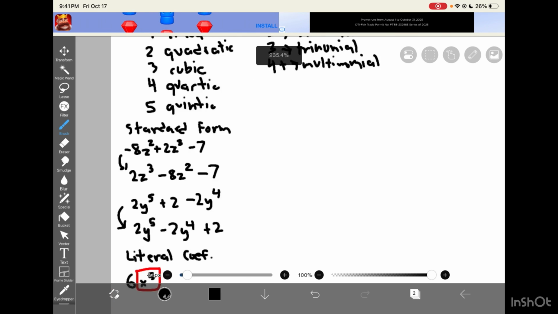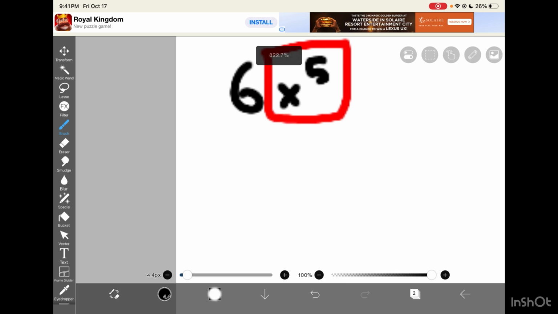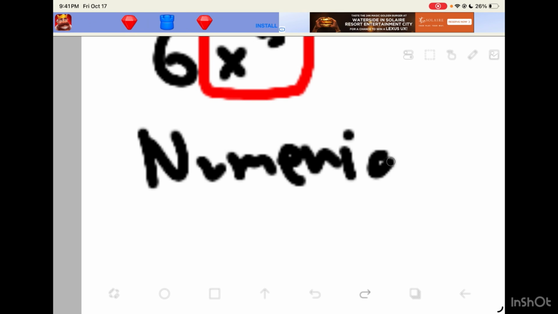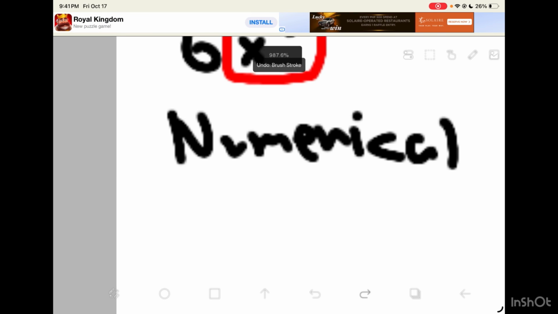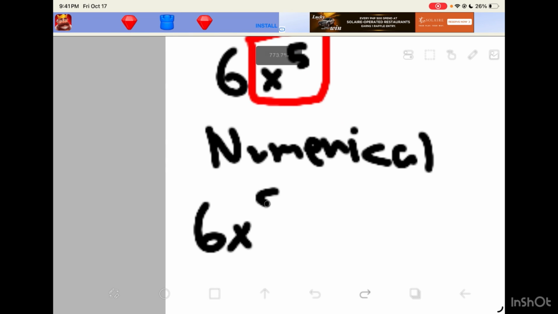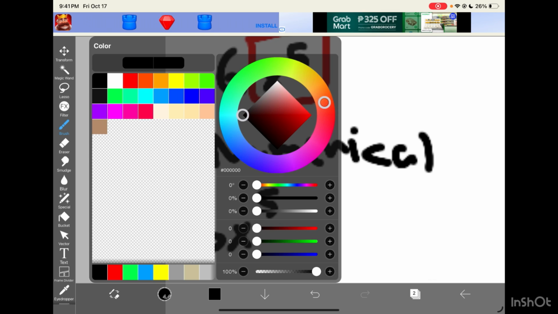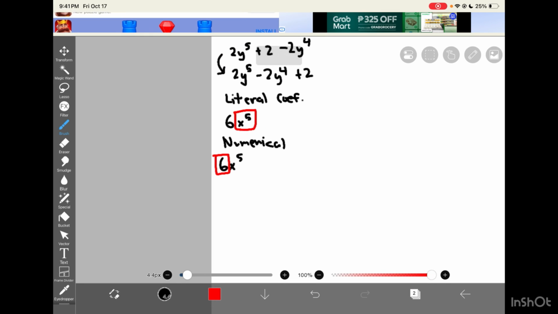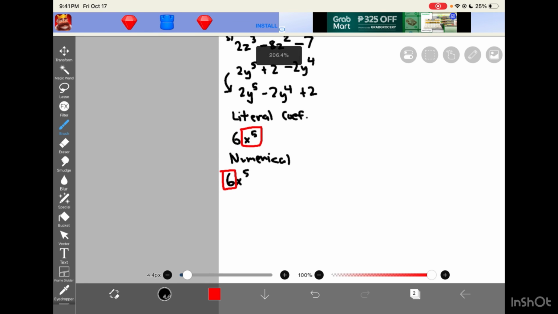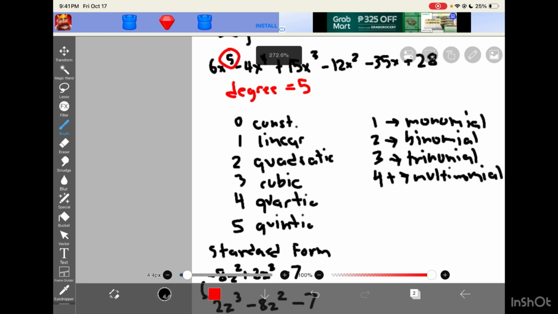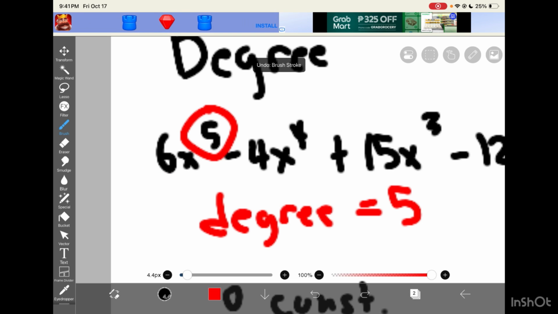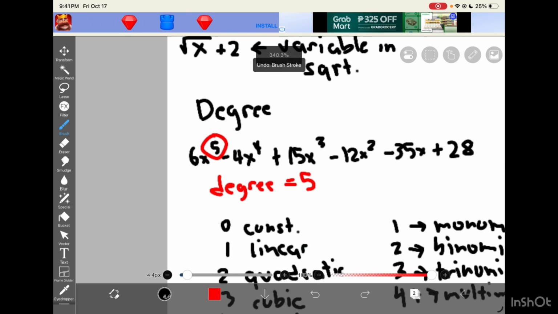So how about numerical coefficient? Numerical coefficient is pretty self-explanatory. It's just going to be the numerical coefficient, so this one. And lastly, the leading coefficient. The leading coefficient is just the one with the highest degree. So the highest degree is always your leading coefficient.